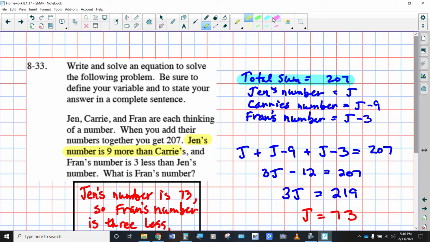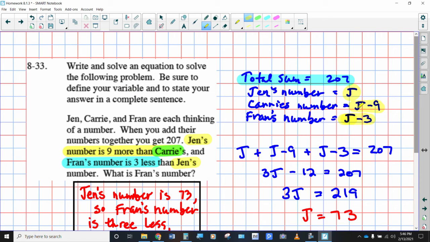And Fran's number, there's Carrie right there. And then Fran's number is 3 less than Jen. Okay. So if I make Jen's number J, then Fran is going to be 3 less than Jen. So that would be Fran right there, right? And then Carrie, Jen's is 9 more than Carrie, which makes Carrie 9 less than Jen.